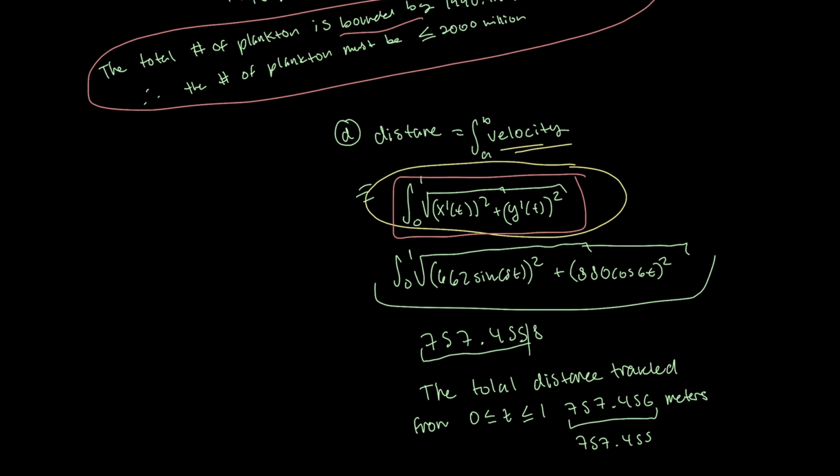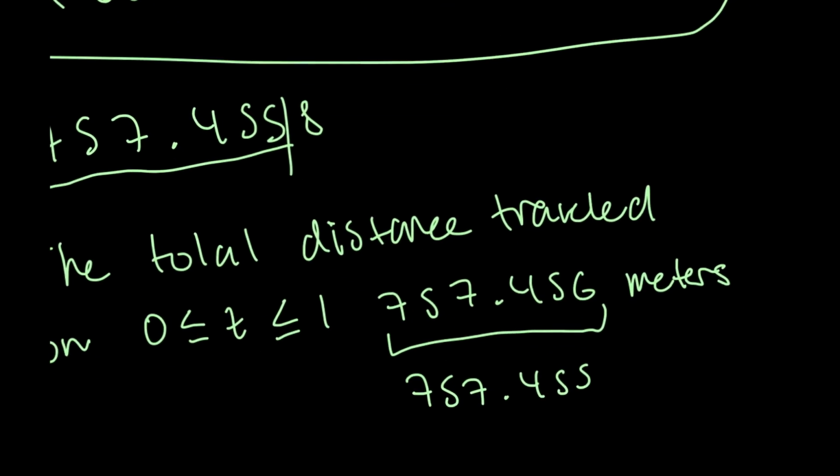And then when you get a final answer of 757.4558, this can be rounded to 757.456, or it could be truncated to 757.455.